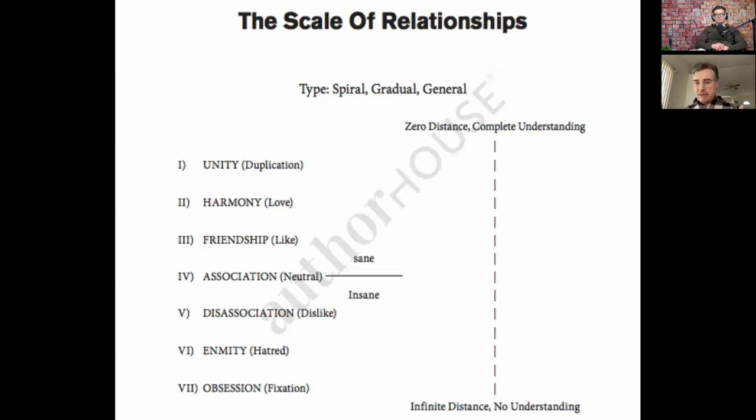So that's another type of relationship that has a fixation. You always want to get even with this person. So it's like a revenge obsession, but it could also be a sexual obsession. There are a lot of different ways this could occur. But it's the craziest relationship you could have.